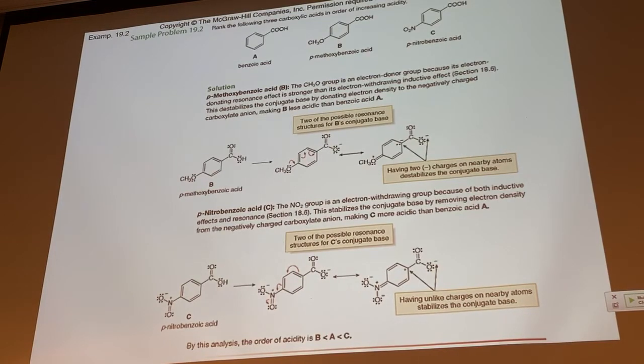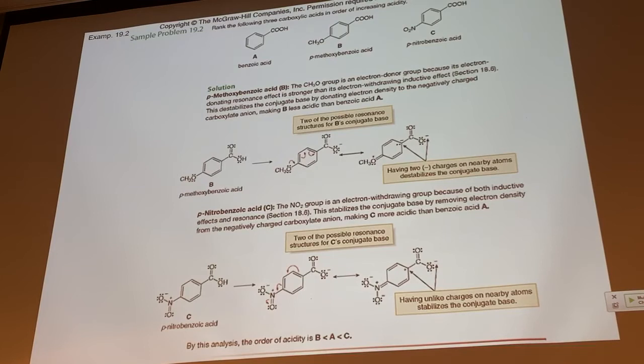It's important to note that even though we're drawing resonance structures here, this is an inductive effect. This is not a resonance effect, because these resonance structures are not delocalizing the negative charge. They're simply moving a charged atom closer to the negative charge, which is either raising its energy or lowering its energy. So it's kind of tricky, but we're using resonance structures to illustrate an inductive effect in this case.